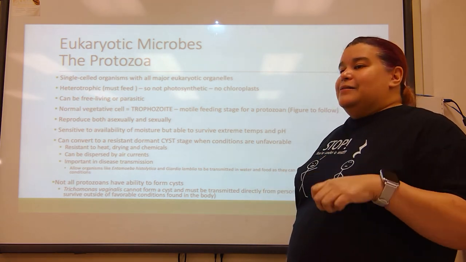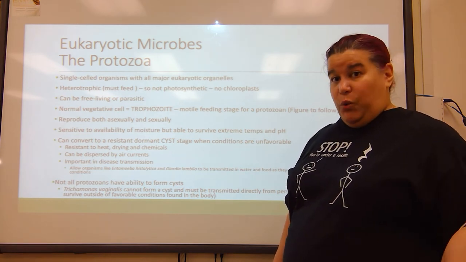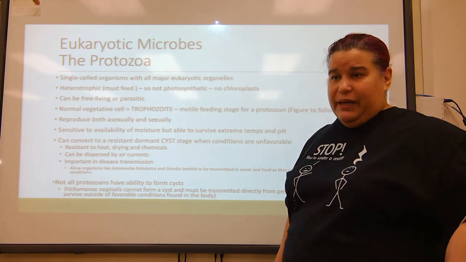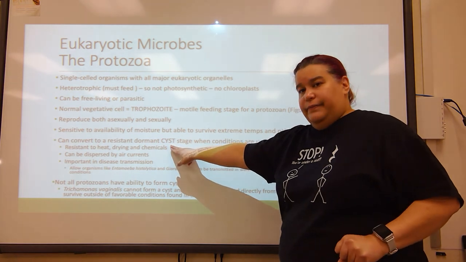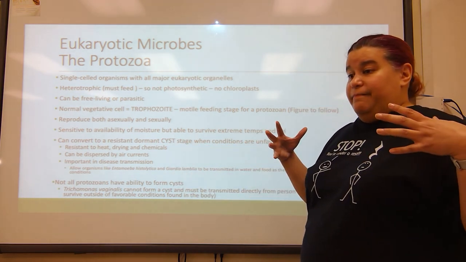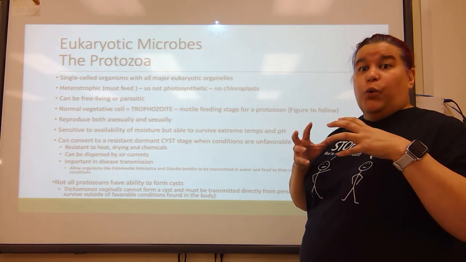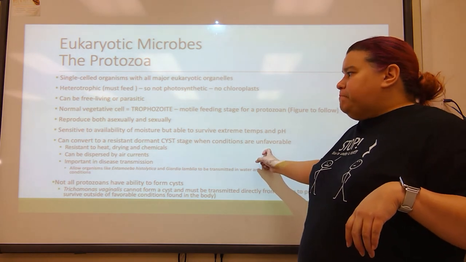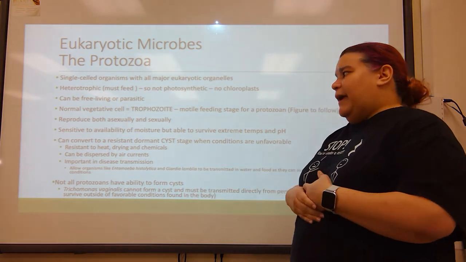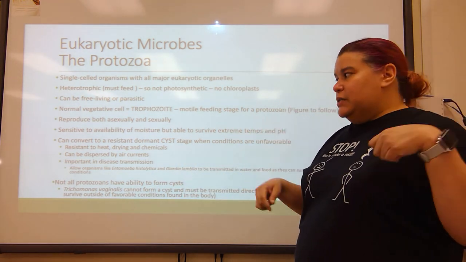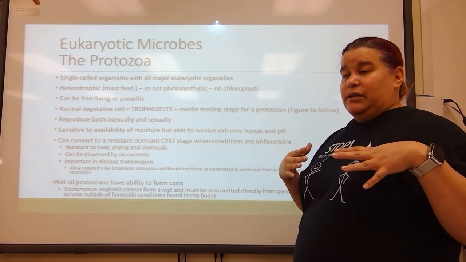When it does come to unfavorable conditions, remember we talked about the bacteria forming spores? If they get into environments where they're just not happy, in this case, they can form what they call a cyst. The cyst is able to resist those bad conditions, and it's again a dormant form of a protozoa. It can resist heat, it can resist drying, it can resist some chemicals, and they can be dispersed through air currents. This is really important when it comes to protozoan disease transmission.